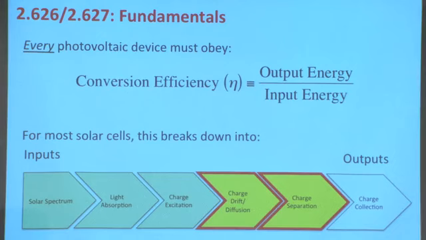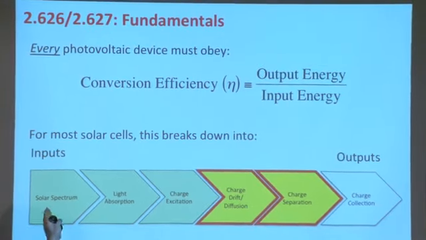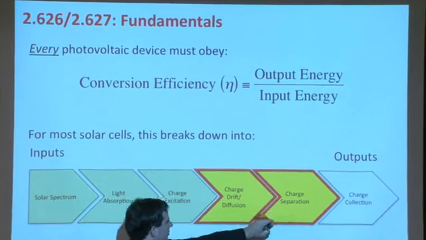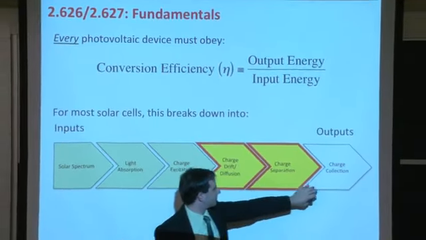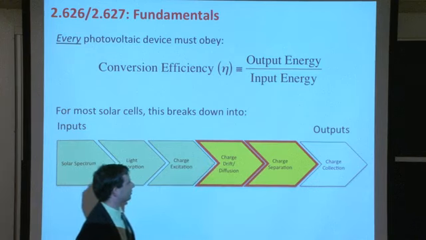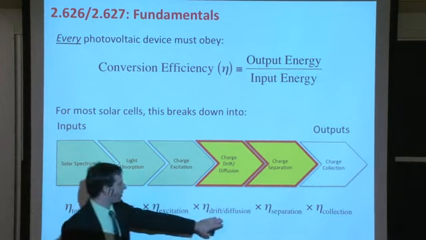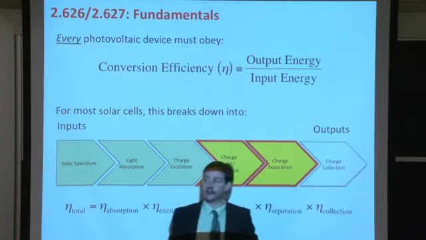And for most solar cells, this breaks down to the following progression from the solar spectrum to charge collection. And we're going to be focusing on charge separation, incorporating elements of either side, but mostly focus on charge separation today. Reminding everybody, of course, that the total system efficiency is the product of each individual efficiency. And if any one of these is low, the efficiency for the entire system is low.